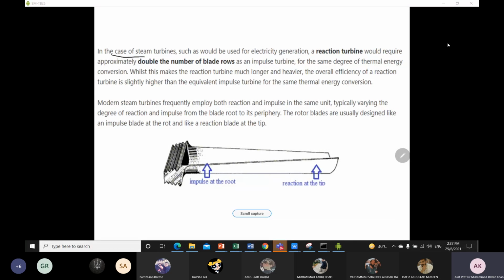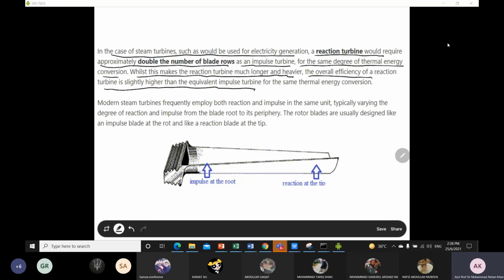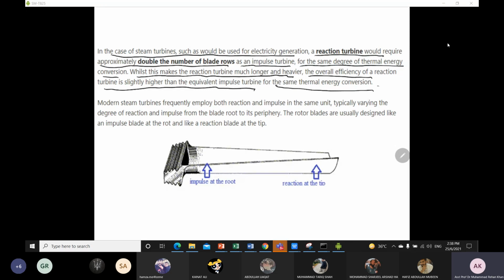In the case of a steam turbine, such as those used in electric generation, a reaction turbine would require approximately double the number of blade rows as an impulse turbine for the same degree of thermal energy conversion. While this makes the reaction turbine much longer and heavier, the overall efficiency of the reaction turbine is slightly higher than the equivalent impulse turbine. So here you can easily find that the overall efficiency of the reaction turbine is slightly higher than the equivalent impulse turbine for the same thermal energy conversion.